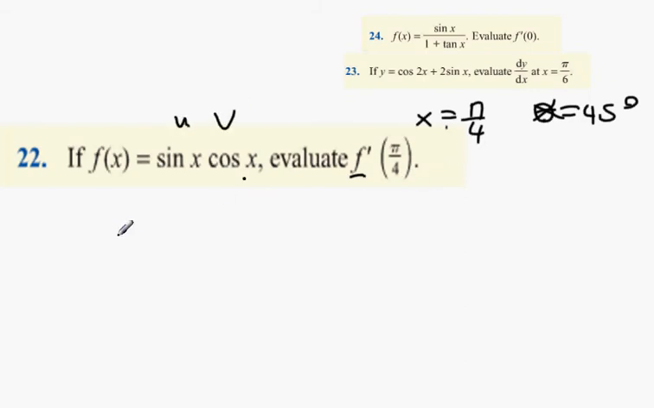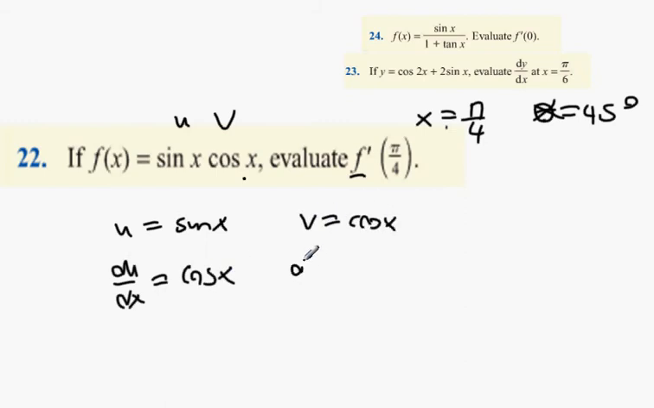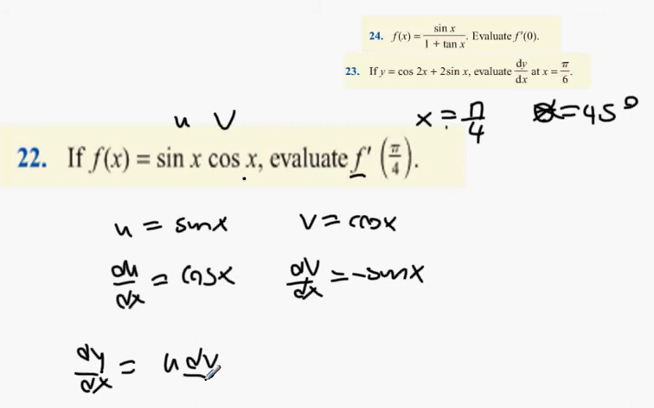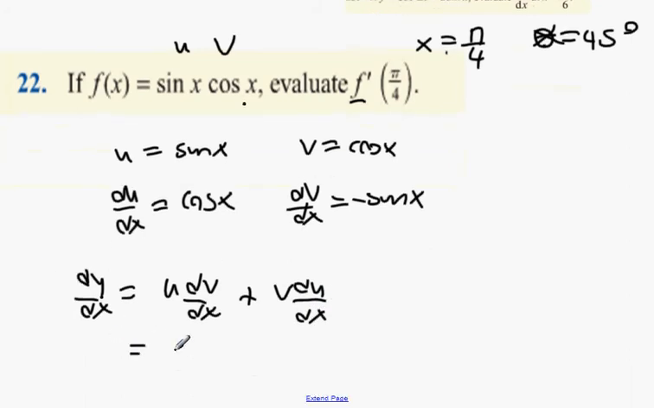U and v. U equals sine x, du dx equals cos x. V equals cos x, dv dx equals minus sine x. Next, the product rule. dy dx equals u times dv dx plus v times du dx. And what we get next is this: we're going to get sine x times cos x.